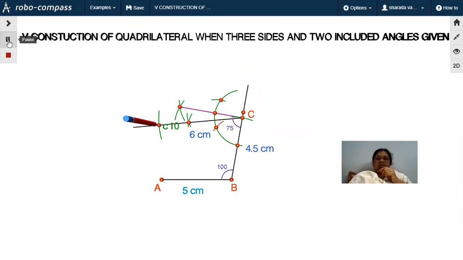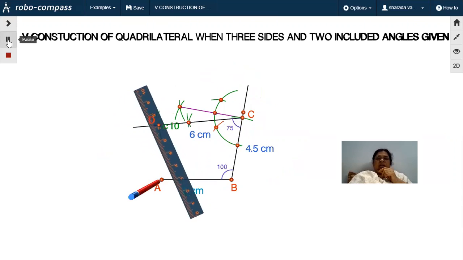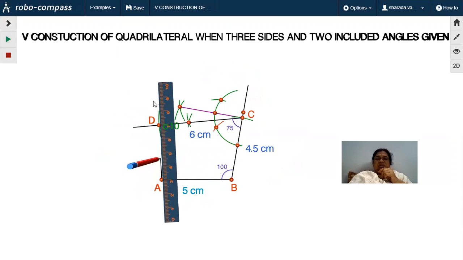Now, taking the center at C and radius 6 centimeters. See, taking the center at C and radius as 6 centimeters. This side is given already. So the included angle: why included angle? This 100 degree angle is in between AB and BC. And the 75 degree angle is in between CD and BC again. So these two sides are given and this will be the included angle.